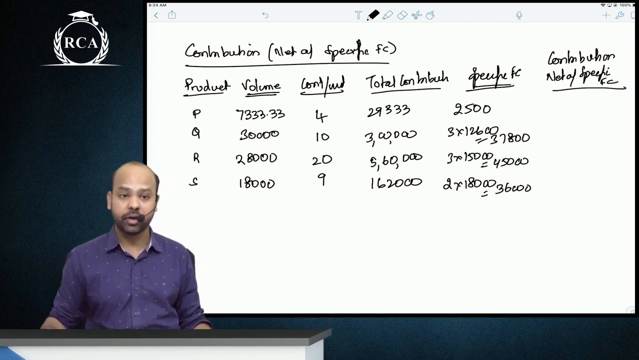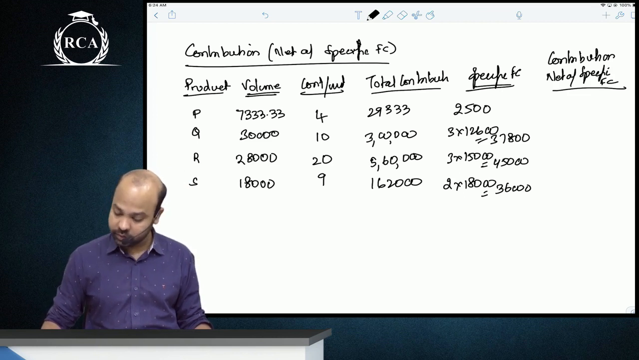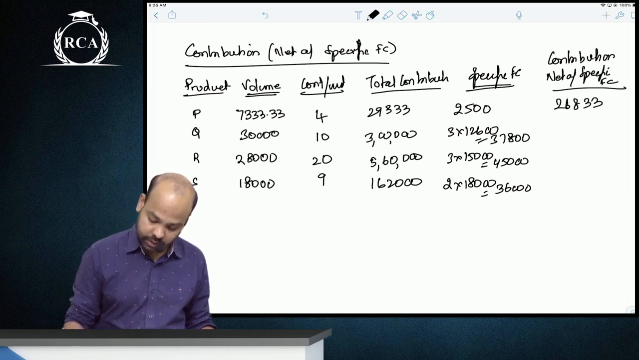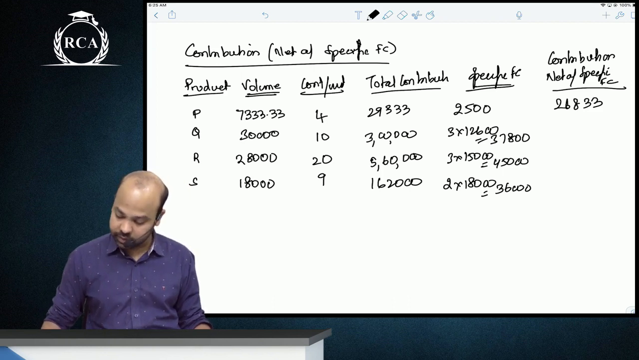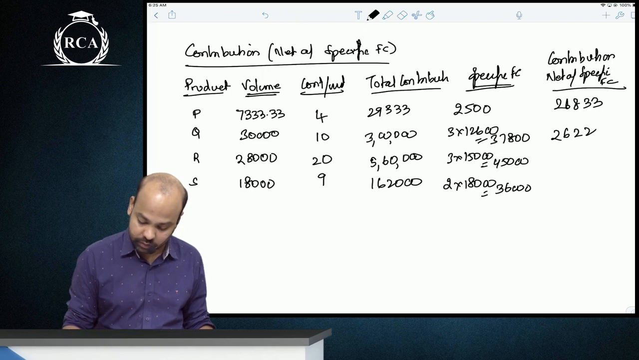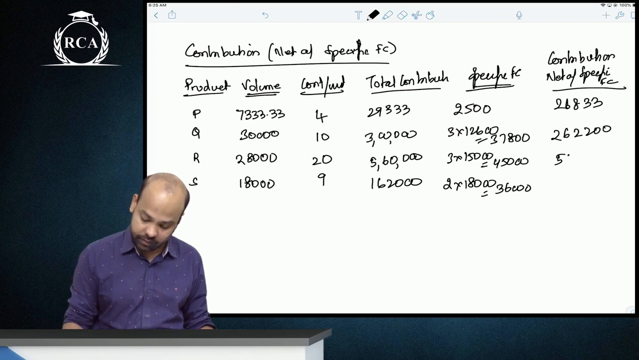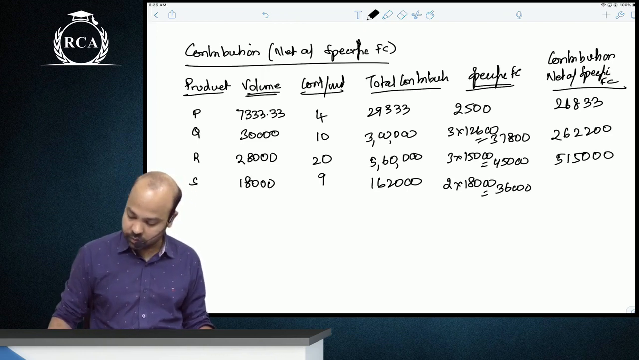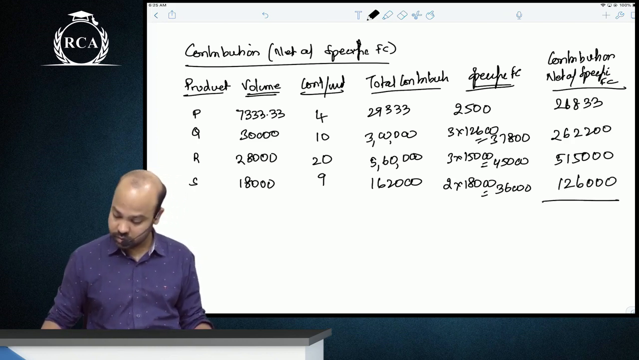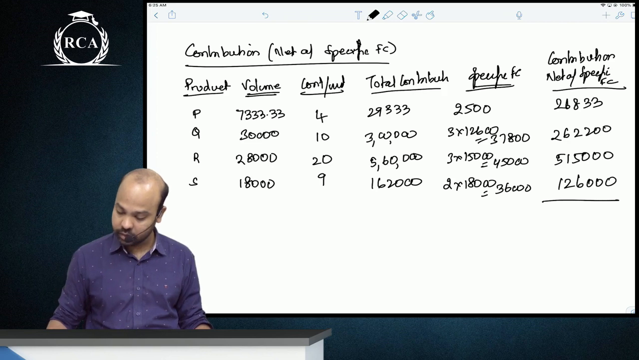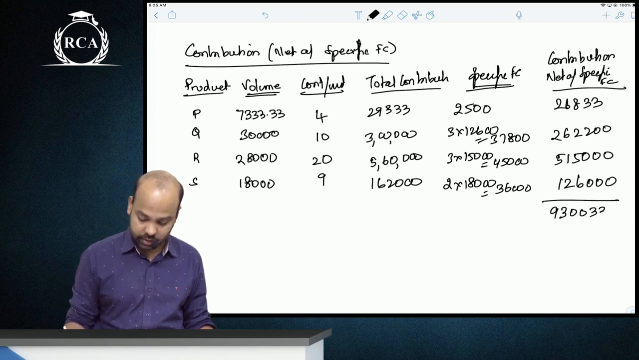Net of specific fixed cost, guys. So 29,333 minus 2,500 is 26,833. 3 lakhs minus 37,800 is 2,62,200. 5,60,000 minus 45,000 is 5,15,000. 1,62,000 minus 36,000 is 1,26,000. 5,15,000, 2,62,200, 26,833, so this will be 9,30,033. This would be the answer.